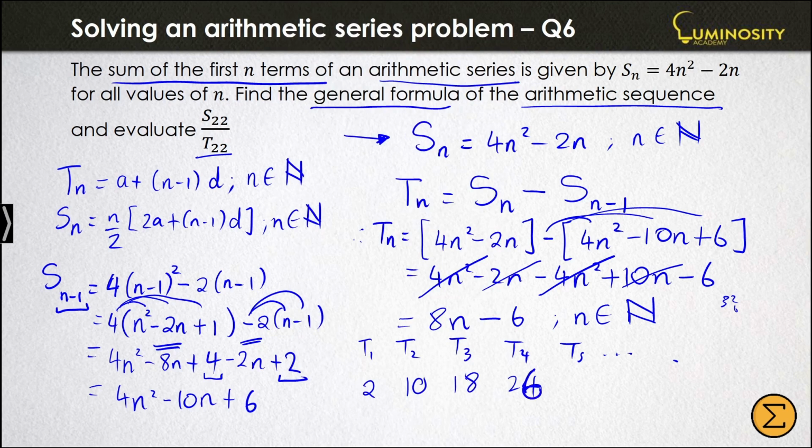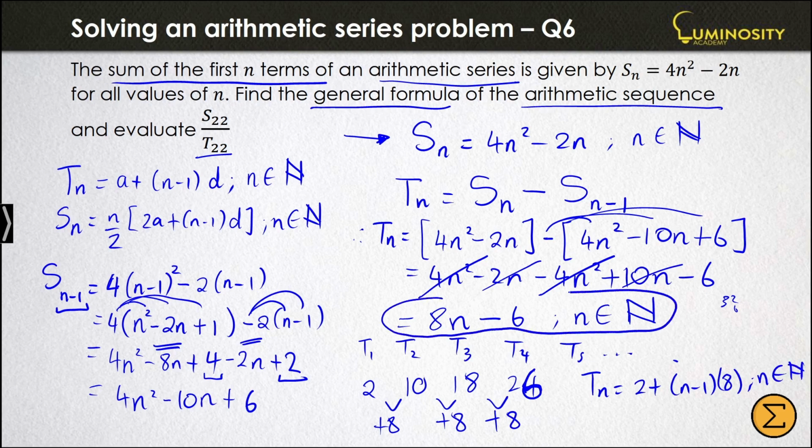Okay, so 26. And you can see that this is correct because that's a plus 8 for the common difference each time. So this is an arithmetic sequence. If we wrote it in the most general form, it would be t sub n equals 2 plus n minus 1 times 8, where n is a natural number. But this form, 8n minus 6, is also still correct. It looks different because we've simplified the general form. Are we done? No.